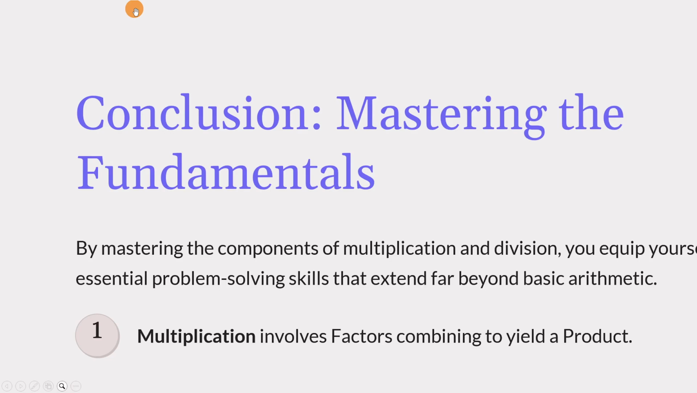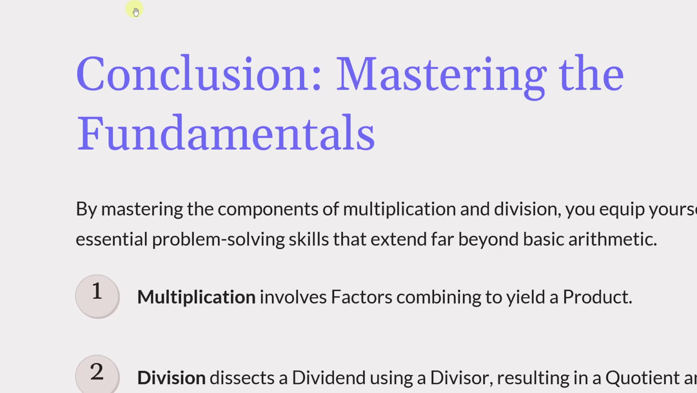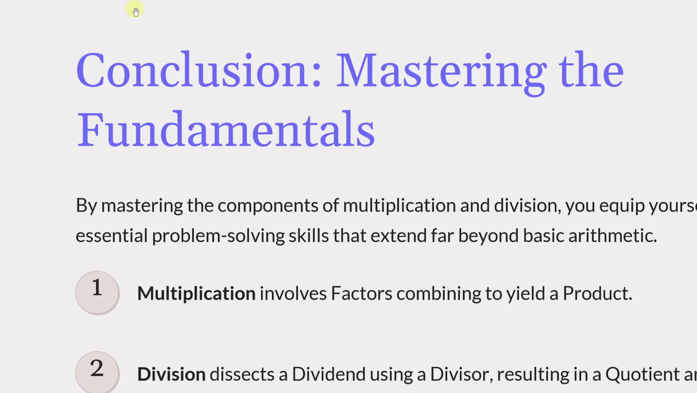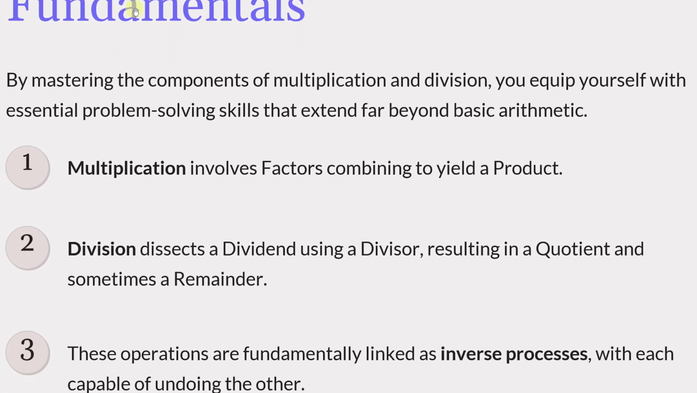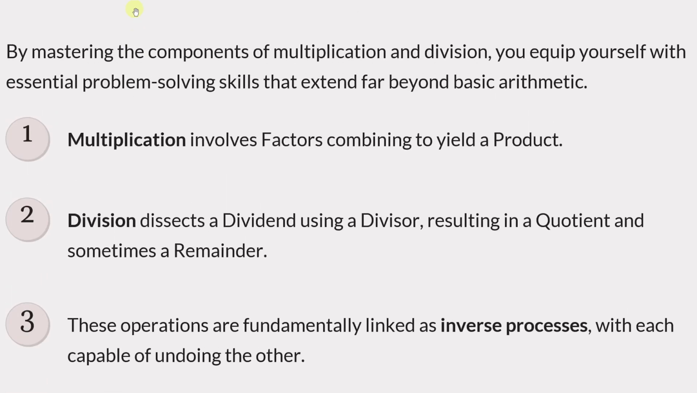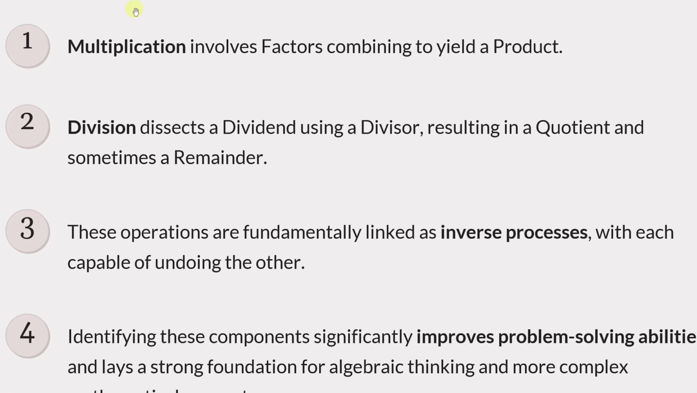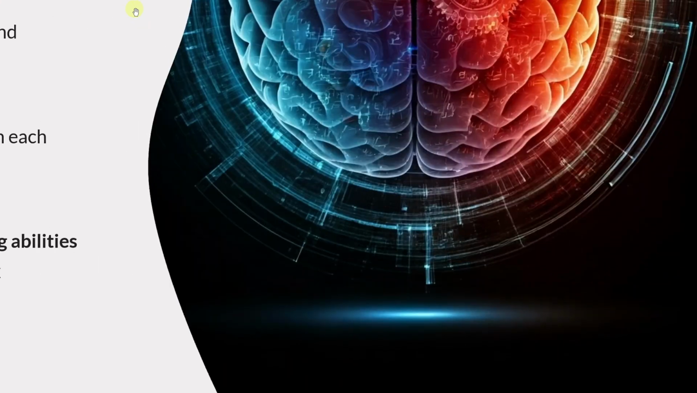Conclusion: mastering the fundamentals. By mastering multiplication and division, you equip yourself with essential skills that build on basic arithmetic. Multiplication involves factors combined to yield a product. Division splits a dividend by a divisor, resulting in a quotient and sometimes a remainder. These operations are fundamentally linked as inverse processes, each undoing the other. Identifying these components strengthens your abilities and lays a strong foundation for algebraic thinking and more complex mathematical concepts.